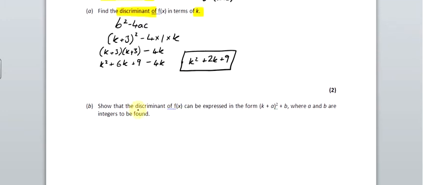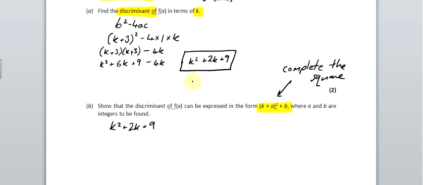Now part B, still about the discriminant here. Show that the discriminant of f of x can be expressed in the form k plus a squared plus b. That is basically code for complete the square. So we take our k squared plus 2k plus 9, because that is the discriminant, and we're going to complete the square.